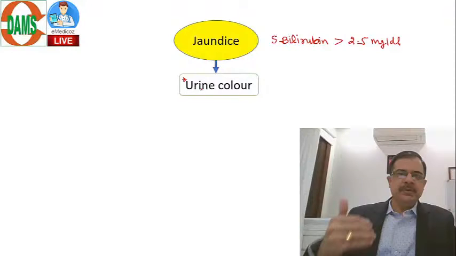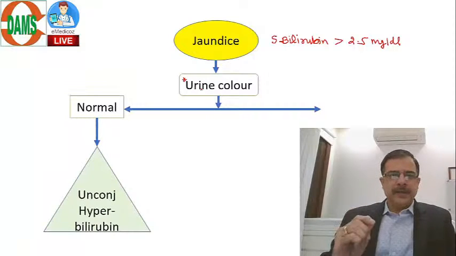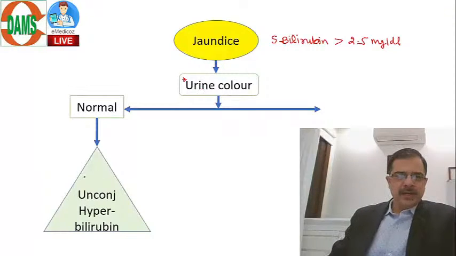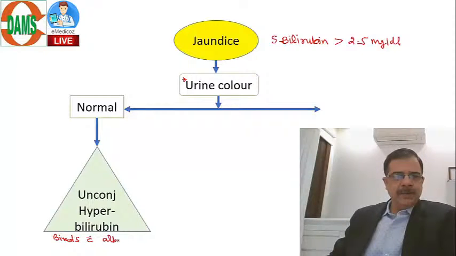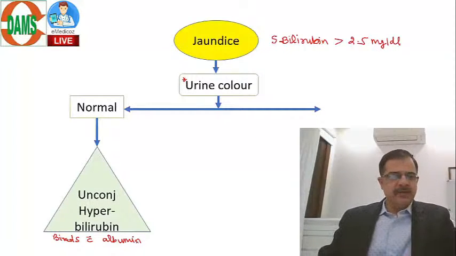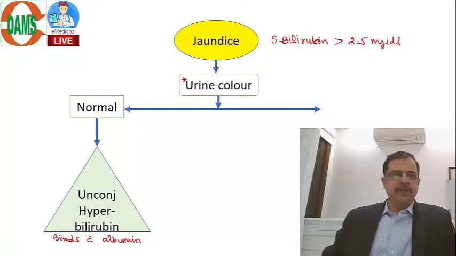So if it is normal, it is a case of unconjugated hyperbilirubinemia, because unconjugated bilirubin, remember this fundamental, binds with albumin, and it is not excreted in the urine. So however high the level, it will not be excreted in the urine. So that will be a case of unconjugated high bilirubinemia.